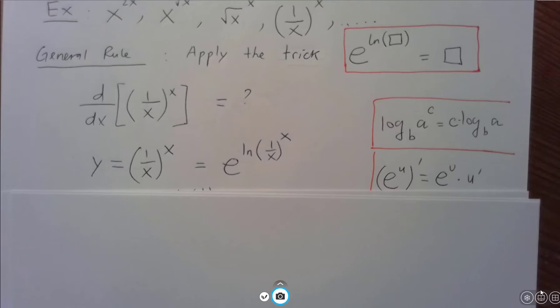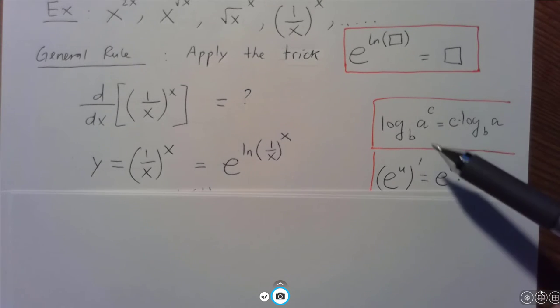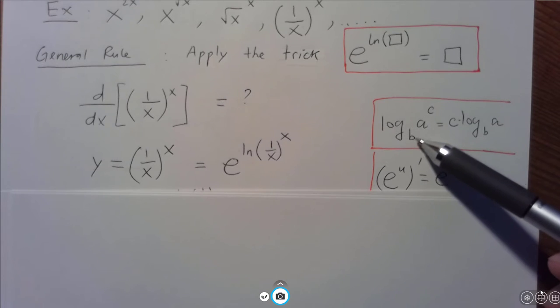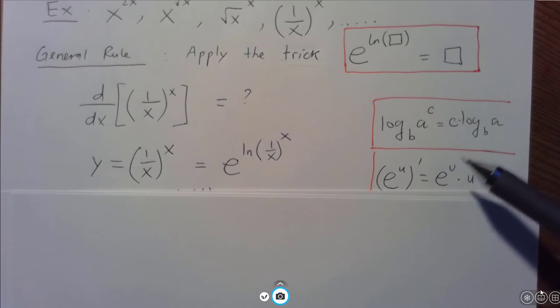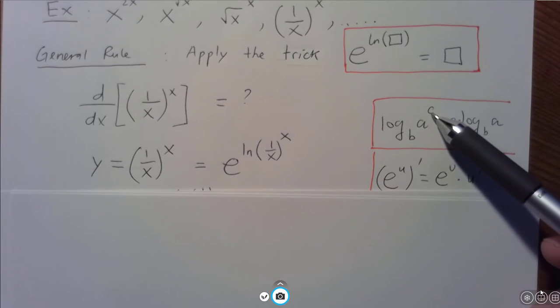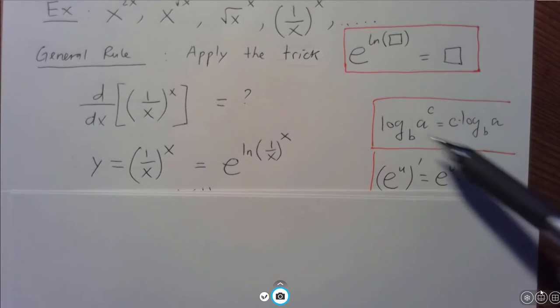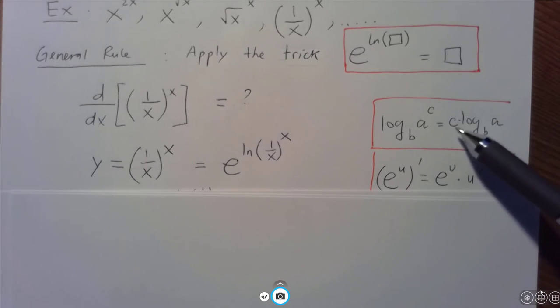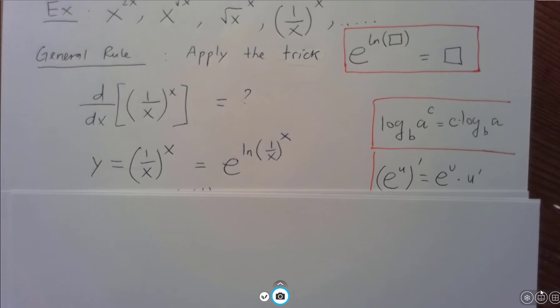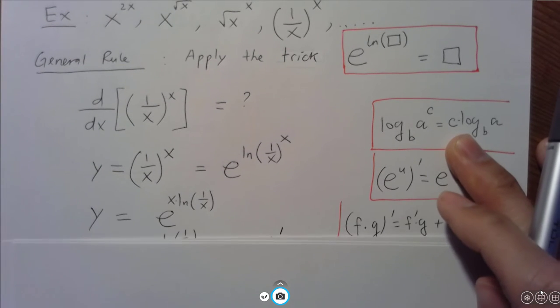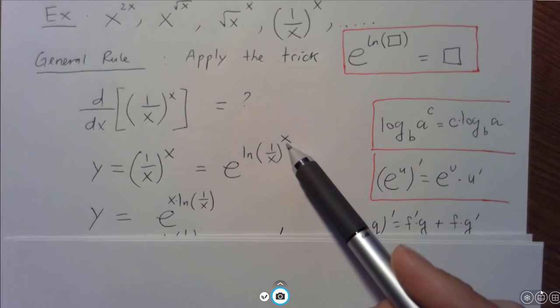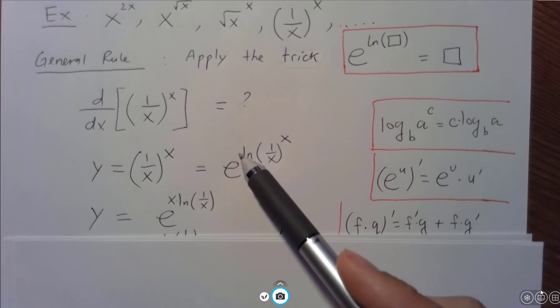Okay. And we know another property of the log function: log base b of a to the c power, we can always bring down the c power in front as the coefficient of the log. In this case, I know that x here is the power, and so I can also bring the x down in front as the coefficient of the log.